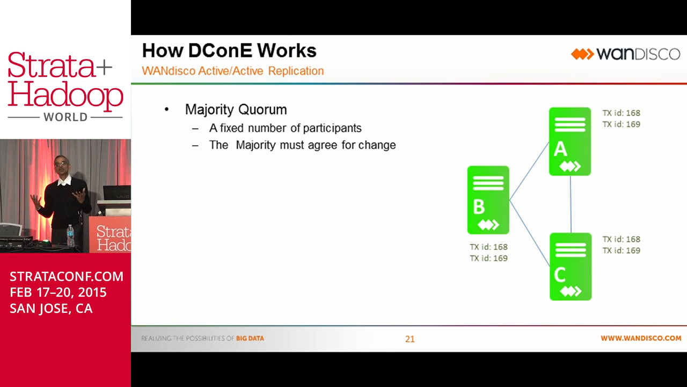Let's take a look at how a Paxos-based quorum system works. It runs in majority quorum. There's a fixed number of participants. A majority of them must agree on it before a value is accepted for all of the servers.